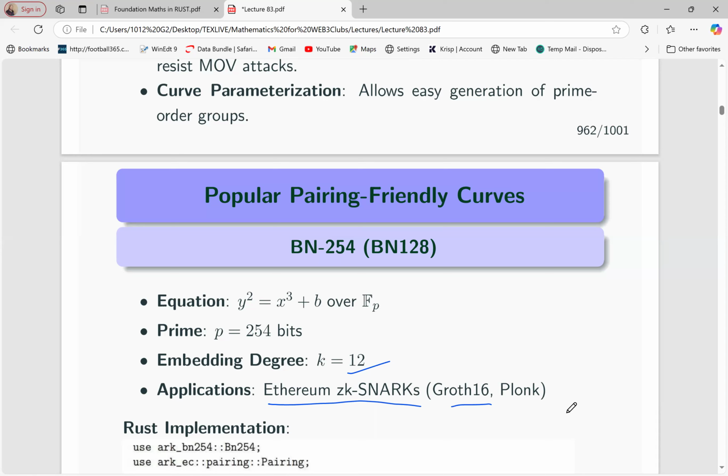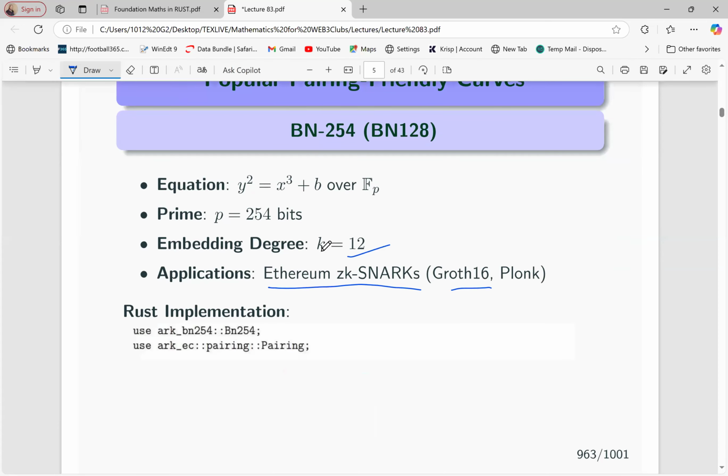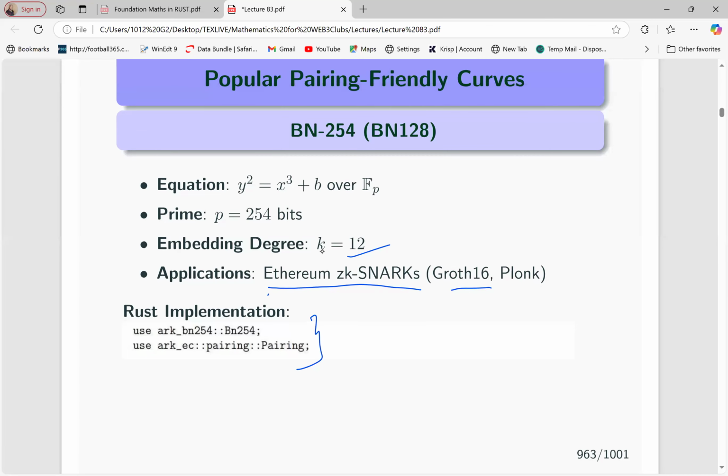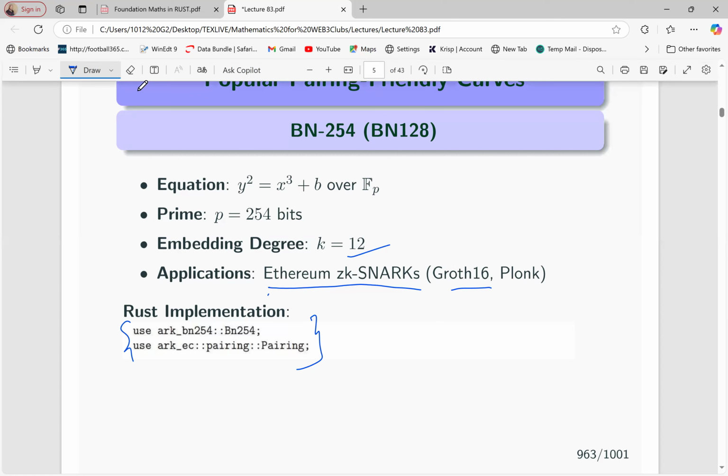I said every company would have its own pairing-friendly elliptic curves. There are so many; I've just listed the most popular ones. Now, if you're writing the Rust code for this, then you would need to import these libraries. These 2 libraries are crucial. Of course, you may require other libraries that would assist you, but these ones are a must.